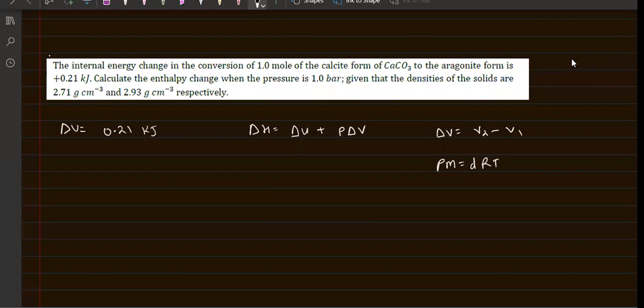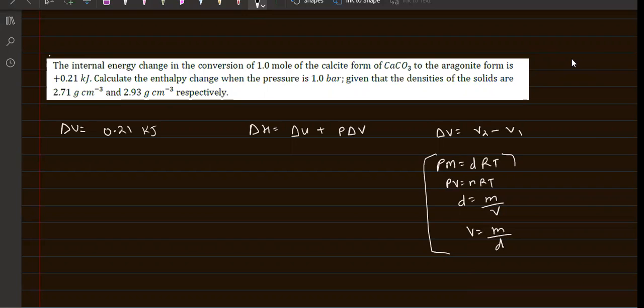Right? And PV is equal to nRT. And density is equal to mass by volume. So we have these three formulas. Just think what we have to use. So volume is equal to mass by density, right? Now you might be thinking, which of these three formulas we need to use, right?